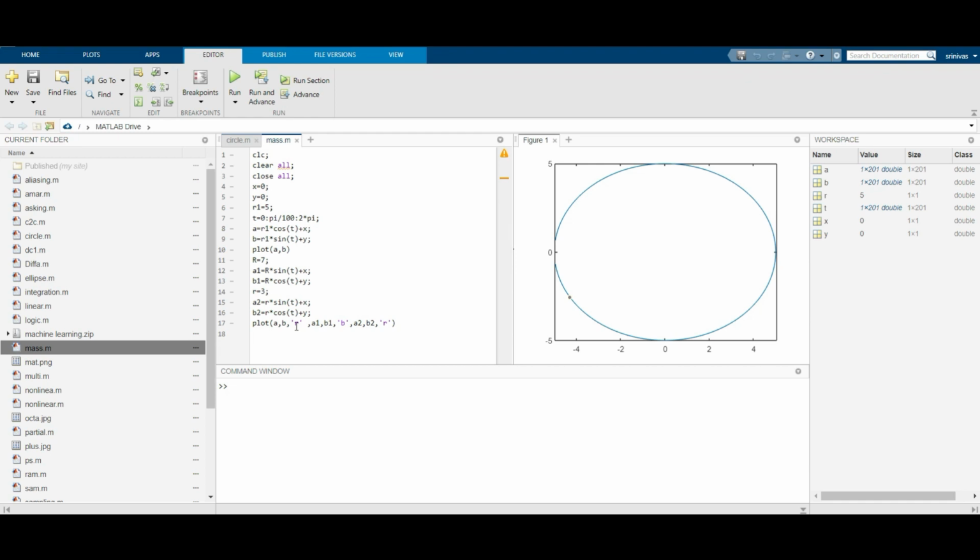So plot a comma b in red color, a1 comma b1, which refers to the second circle having a radius of 7, and a2 comma b2, this is the one having a radius of 3, which is in color red. No, I am taking another color. Okay, so let's execute this one.